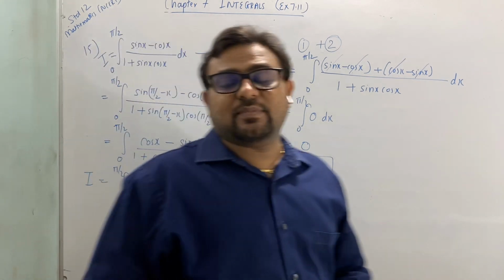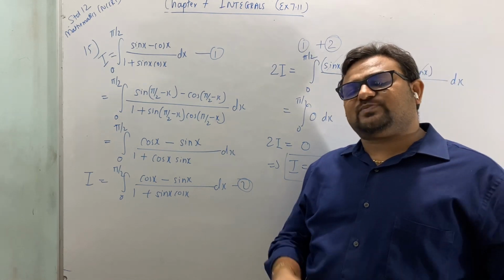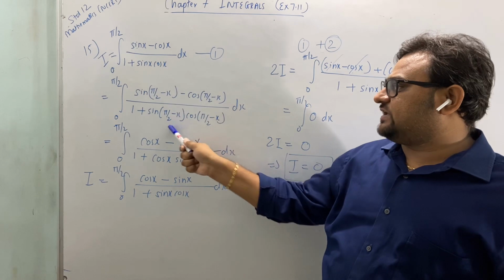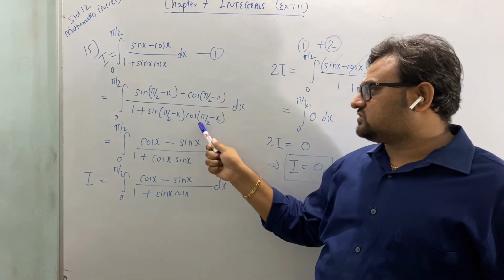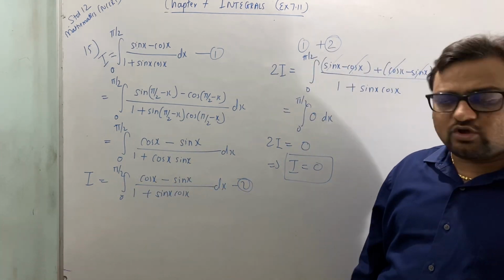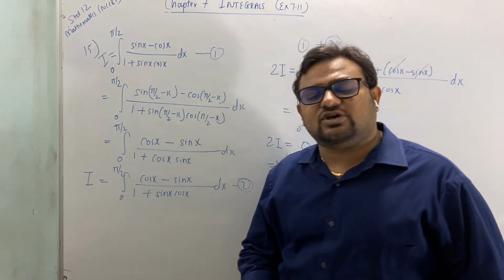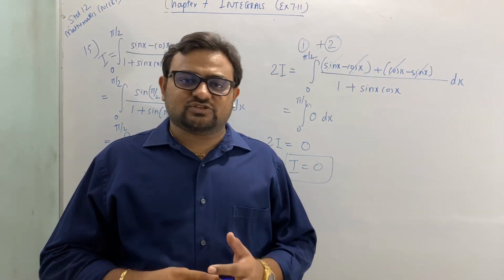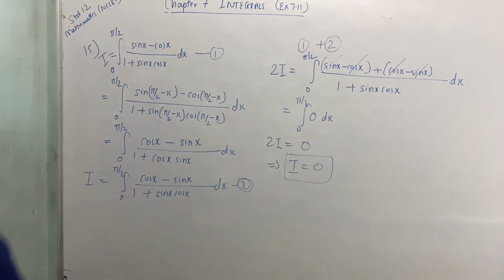Clear? I'm repeating. Here I use the same property a plus b minus x. So pi by 2 minus x, pi by 2 minus x, and here these are going to cos, sine. And rearranging it, I have given the name 2. So adding 1 and 2, finally we get the answer of the integral as 0. Clear? So just go through question number 15.